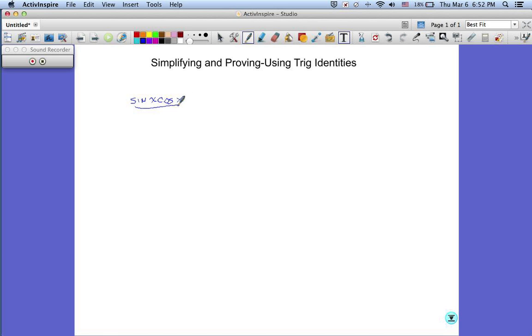So the first thing that we are going to simplify is sine times cosine over 1 minus cosine squared of x. So the idea here is substitution. Remember, we know that sine squared plus cosine squared equals 1. And we can manipulate that to say that sine squared is equal to 1 minus cosine squared. So I'm going to simply take sine squared and put it in place of 1 minus cosine squared. So I get sine of x times cosine of x over sine squared of x.